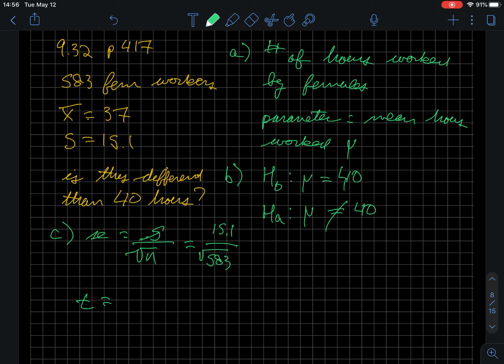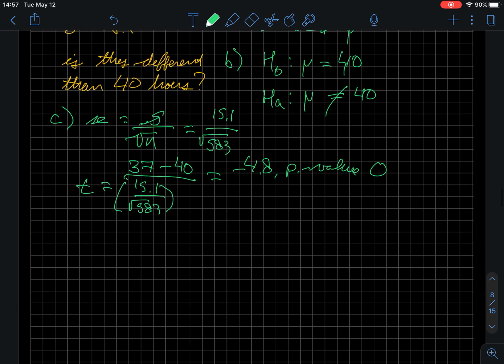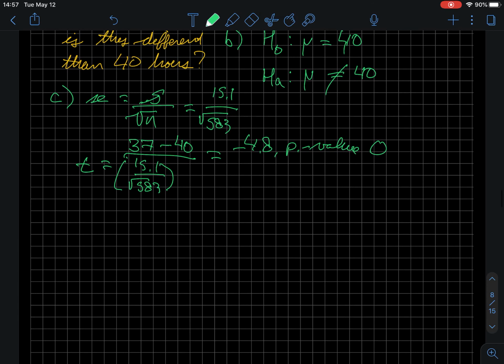What we're basically trying to figure out is whether women in the sample work 40 hours. We subtract the hypothesized mean of 40 from the sample mean, and divide by 15.1 divided by the square root of 583. If we calculated this out, we would get a t-score of negative 4.8. Because this t-score is really big, the p-value is basically 0, really small. So we showed that this is pretty different, right?